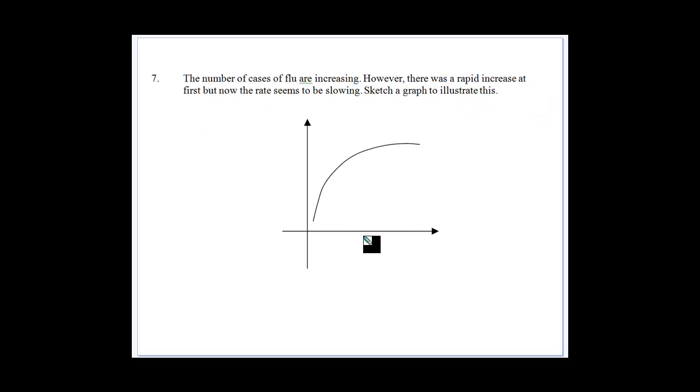The number of cases of flu is increasing. However, there was a rapid increase at first, but now that rate seems to be slowing. Sketch a graph. Well, it's still increasing, but it's slowing up. We shouldn't really show it being stationary, but it should be concave down the whole way.